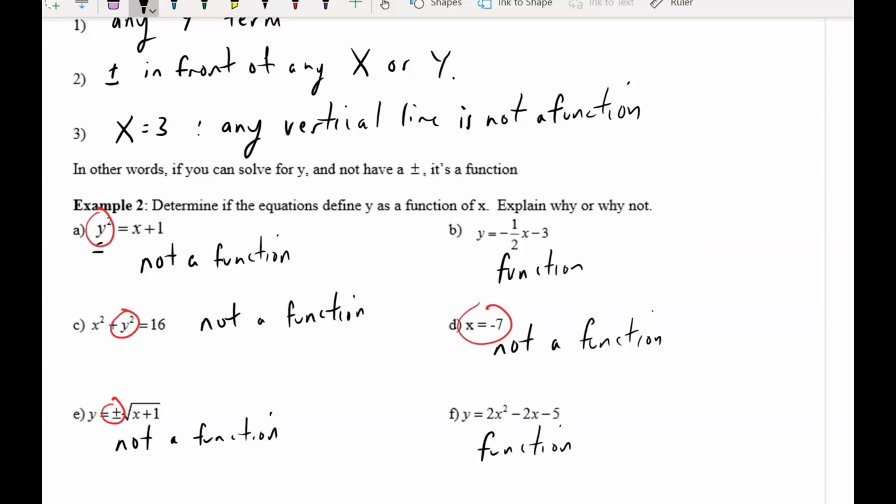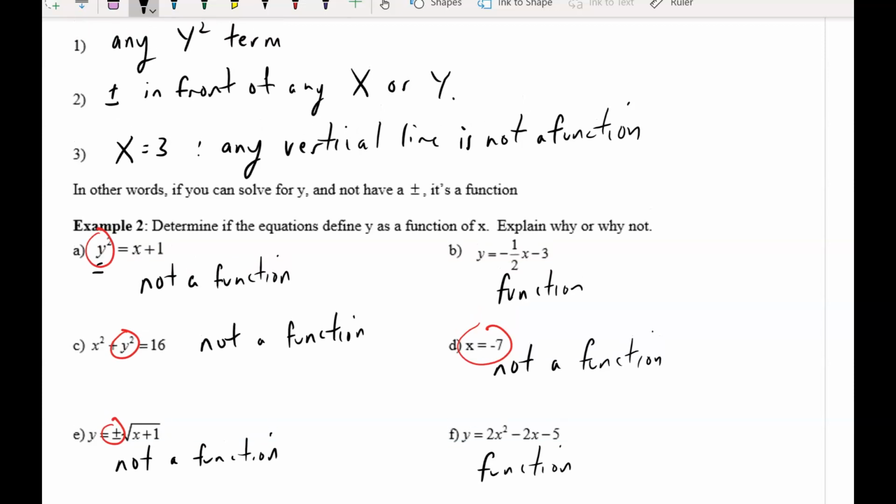Okay, so there's your answers, and the 4 of these that are not functions, I circled the reason that they're not functions. Remember, there's really only 3 things that you're looking out for here, and that's it.